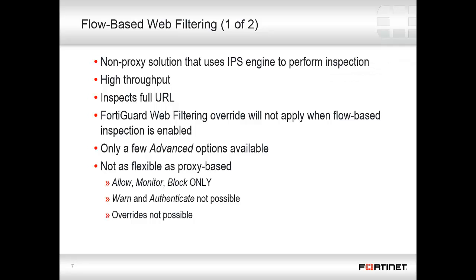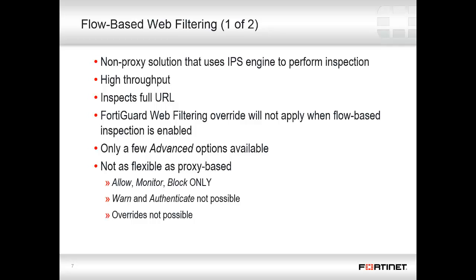Another option for web filtering is to use flow-based mode. This is a non-proxy solution that uses the intrusion protection engine to examine the data as a stream. The advantage here is that data is not cached, and there are not the same delays a proxy imposes. The IPS engine is designed to handle a great deal of traffic, so your maximum data throughput is much higher. Like proxy-based, it also inspects the full URL in order to determine access.